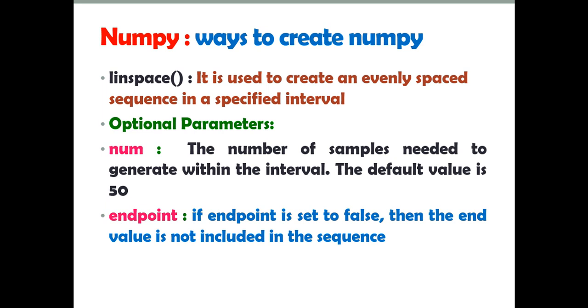These are the different optional parameters. The first one is num, the number of samples needed to generate within the interval. The default value is 50. Next parameter is endpoint. If endpoint is set to false, then the end value is not included in the sequence.